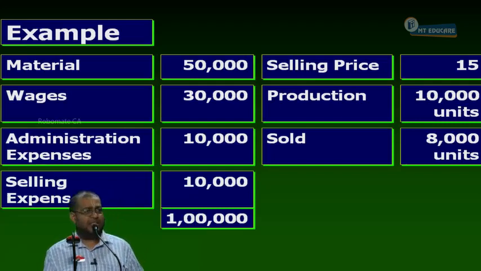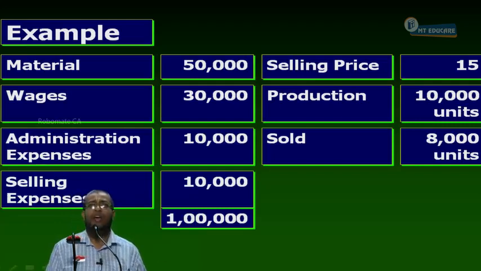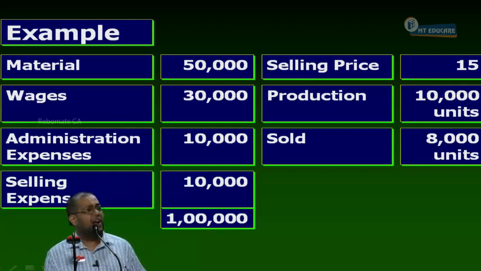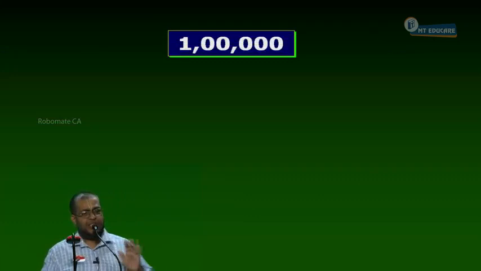Administration expense means printing and stationery, office salaries, etc. Selling expense examples are advertisement, etc. Okay. All the cost spent is 1 lakh. What is the production? 10,000. Units sold is 8,000. Can I start or not? See. Cost is 1 lakh.